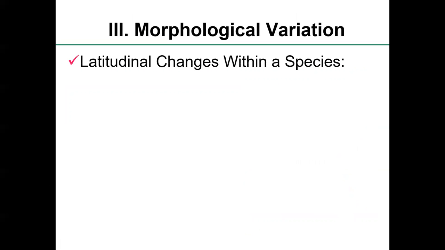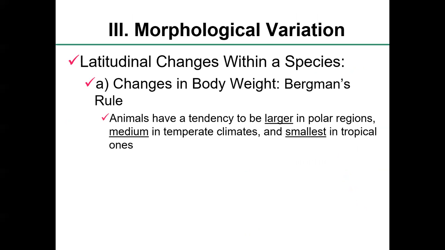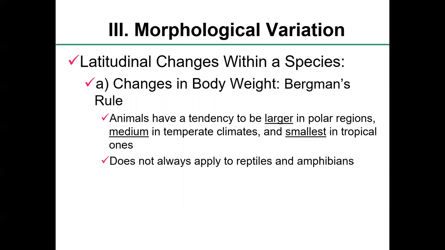All right, let's talk about some morphological variation. Let's talk about latitudinal changes within a species, specific to changes in body weight. If you think about Bergmann's rule, it states that animals have a tendency to be larger in polar regions, medium size in temperate climates, and smallest in our tropical ones. So does that sound familiar to you? In a previous lecture we talked about a concept known as the surface area to volume ratio. So why might this play out, right?